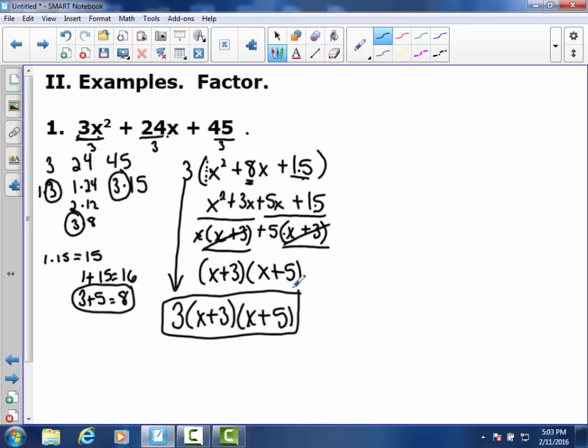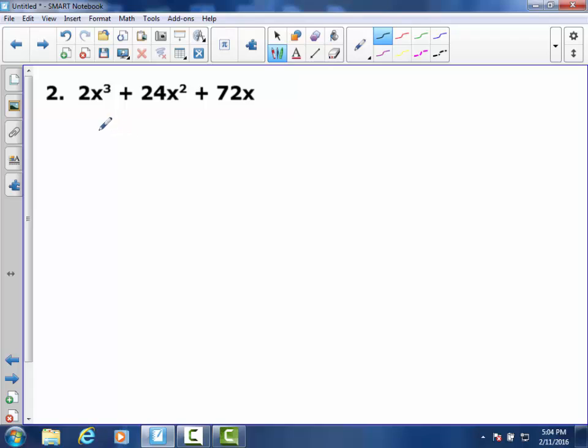Now, I like the flow chart just fine, but it gets a little complicated, and there's a lot of writing going on. So I want to show you kind of a modified flow chart that we can use. Okay, so let's look at this one. We're going to start the same. We're going to factor our GCF.